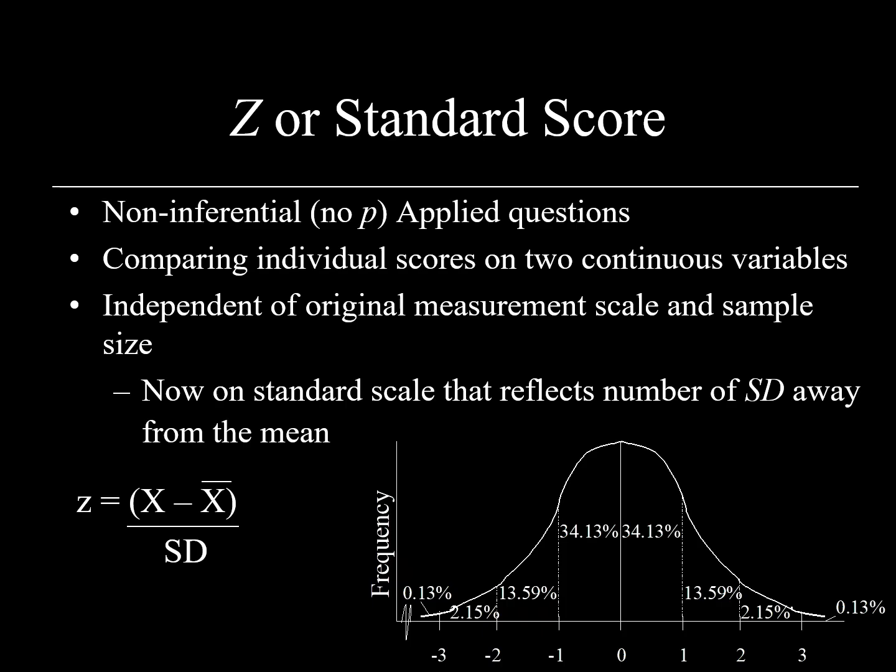We also discussed the Z or standardized scores. It is generally non-inferential, so we don't calculate a p-value. It asks applied questions, so we're not necessarily trying to infer to larger samples. We're just trying to compare people's scores. It compares individual scores on two continuous variables, and being independent of the original measurement scale and sample size allows us to look at pretty much any two scores, as long as we have the person's score on that test, the mean of people on average that take that test, and the standard deviation of people on average that take that test. And this could be a large population or it could be a sample.